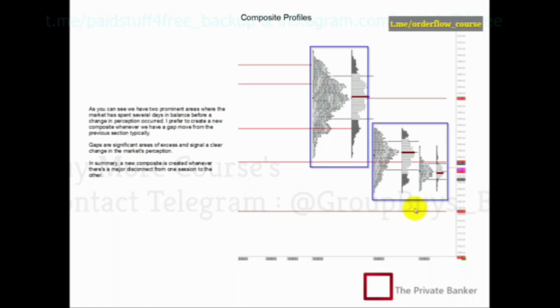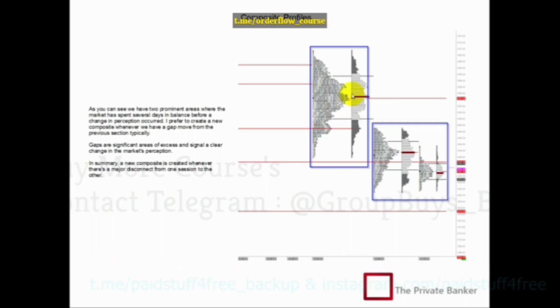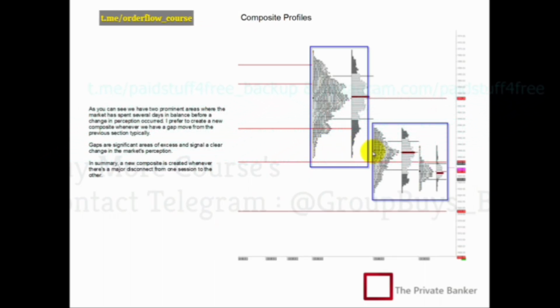So we have two prominent profiles now. Here was that upper balance area, a nice distribution, bell curve looking profile. We've got our point of control here, as well as our volume point of control sitting right here. And then of course we close essentially right in the middle of this profile, at the fairest price. The next day the market opens outside of that previous profile's value, really just down on the single prints, or the double prints. That tells me that something significant has changed, and I need to adjust my composite accordingly.